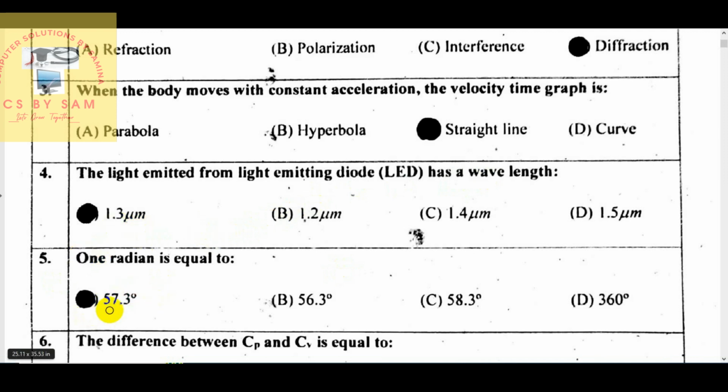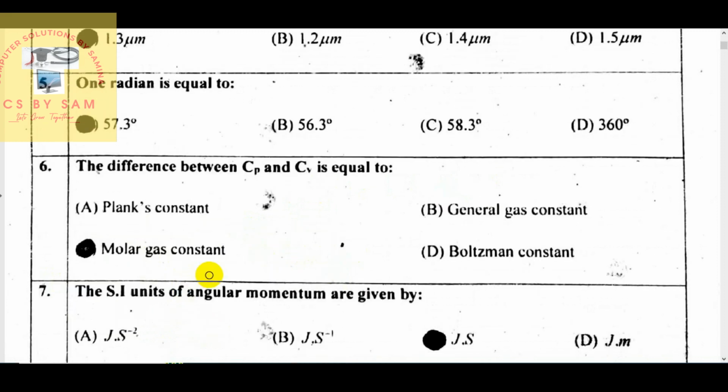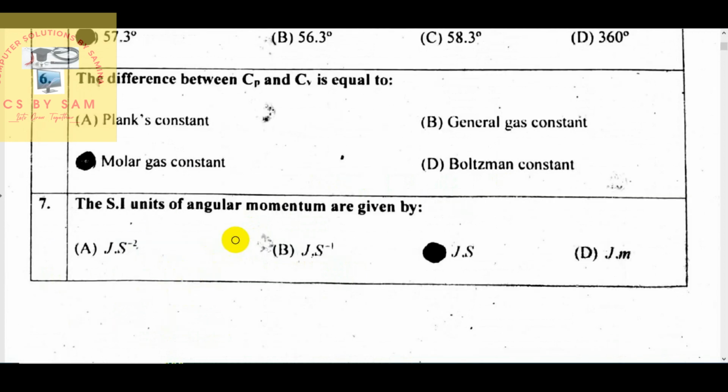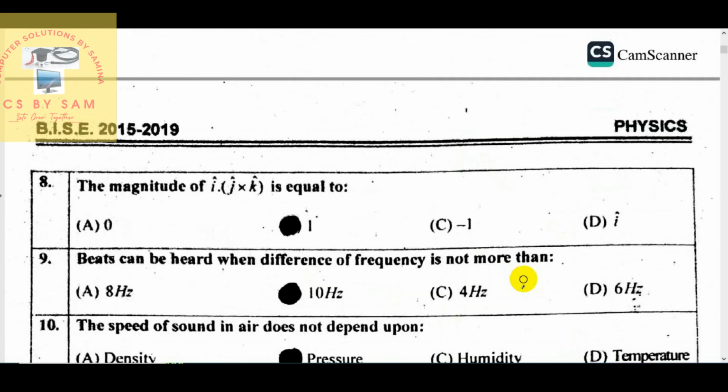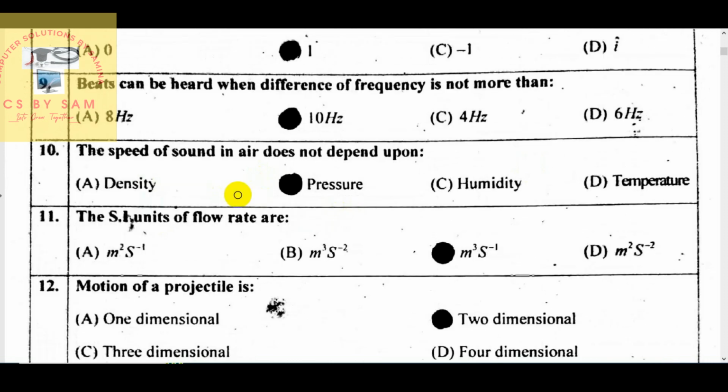1 radian is equal to 57.3. और उसके बाद, difference between Cp and Cv is equal to the molar gas constant. The SI unit of the angular momentum is joule second. Number 8 है, the magnitude of i dot j cross k is equal to 1. Beats can be heard when difference of the frequency is not more than 10 Hz. The speed of sound in air does not depend upon the pressure.